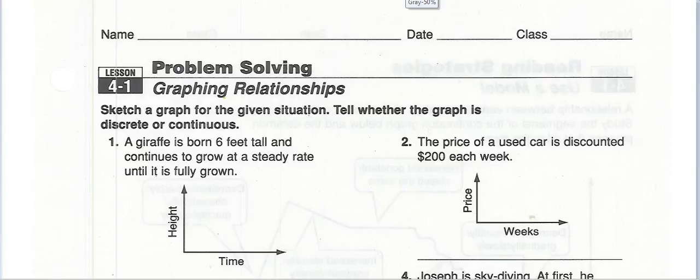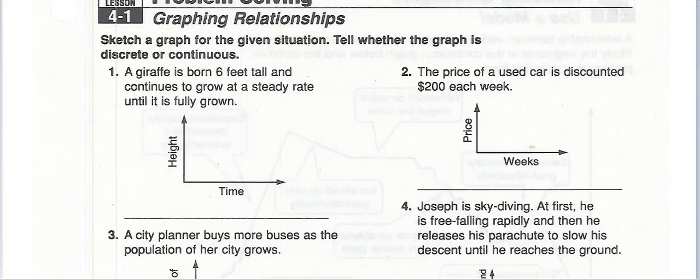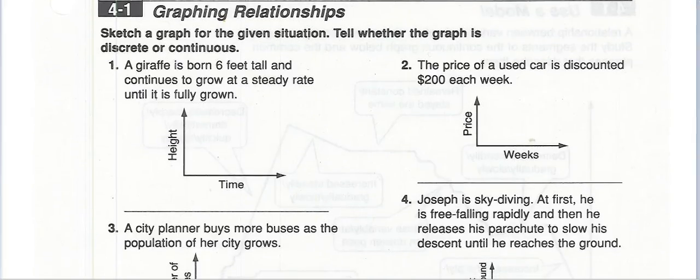Okay, we're going to do this last worksheet together and then you'll work on some yourself. Sketch a graph for the given situation. Tell me whether it's discrete or continuous. So a giraffe is born 6 feet tall and continues to grow at a steady rate until it's fully grown.